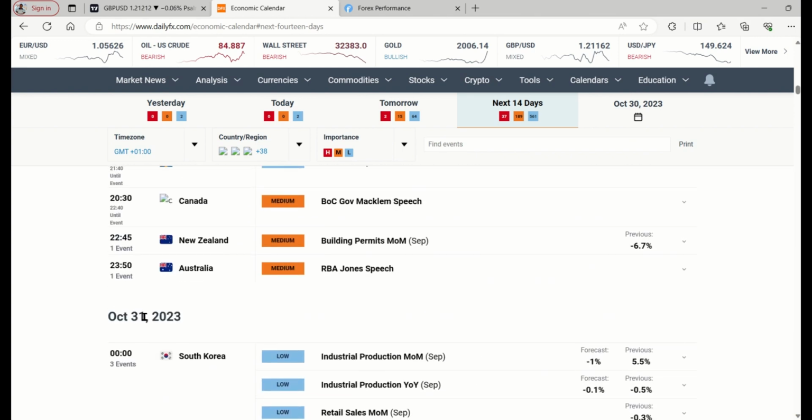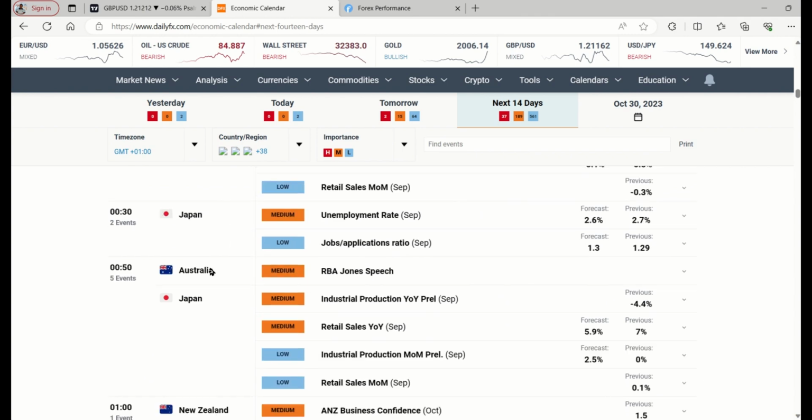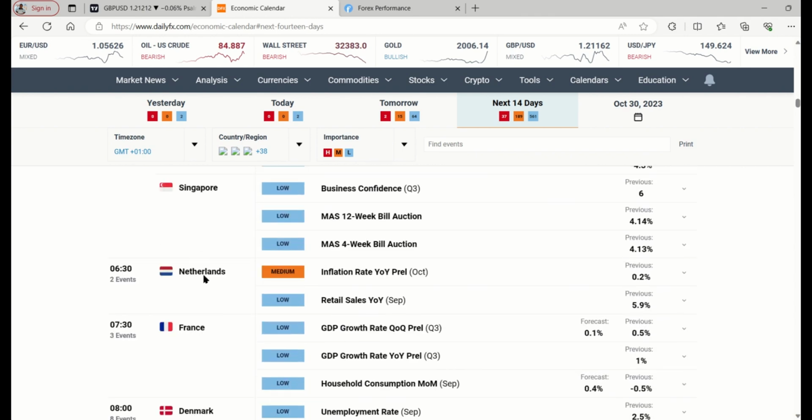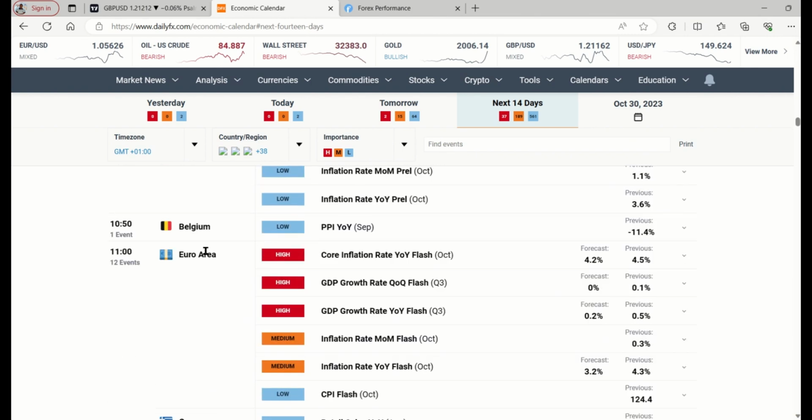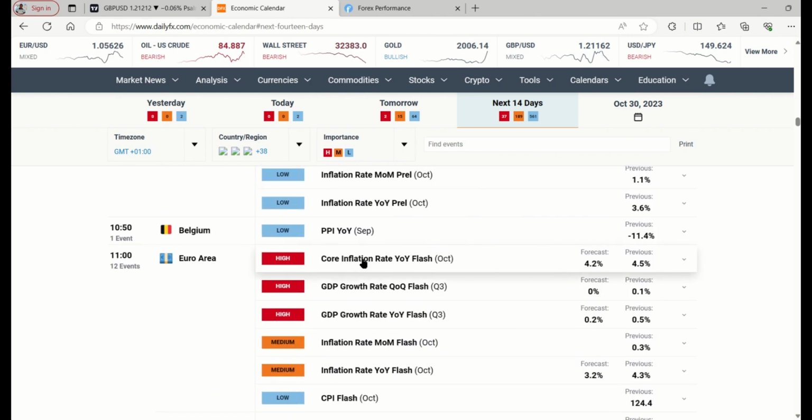This is the 31st. You can see this is a North Korea event. There is no USD right now. Just go through euro. These are high impact. You can see inflation rate. This is the forecast. The forecast is lower than the previous, so how do you interpret this? If the forecast is lower than the previous, that means there is a decline. So you should be expecting a decline in euro on this particular pair.